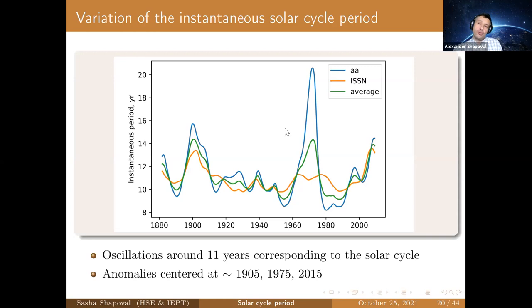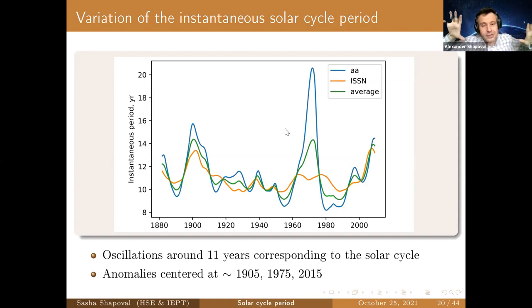What I'm going to show you is a story about the period of the solar cycle. It's clear that it varies from cycle to cycle. And probably this is another attempt to answer the question from the chat. We can give a value, we can compute the period. We can compute the instantaneous period of the solar cycle using Fourier transform. I'll postpone details of how to compute to the second part.